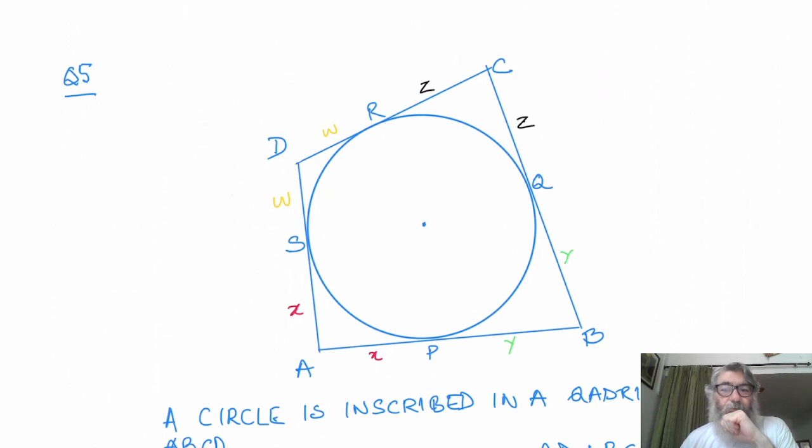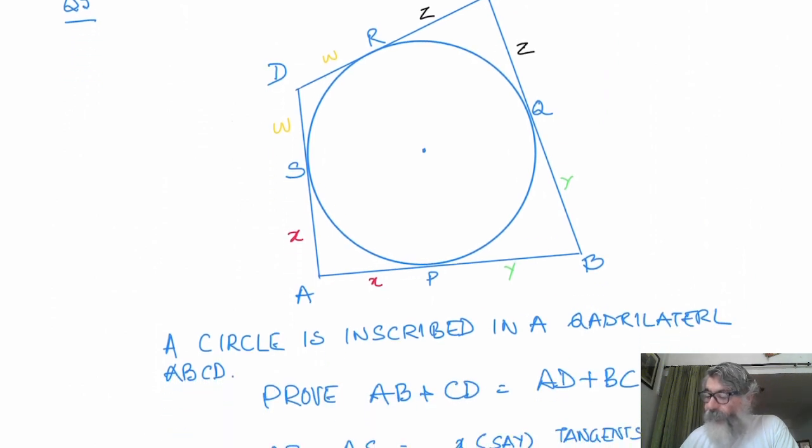In this question, what is given is that the quadrilateral ABCD is circumscribing a circle. So that means a circle is inside the quadrilateral ABCD, touching it at points P, Q, R, and S. A circle is inscribed in a quadrilateral ABCD; prove that AB plus CD is equal to AD plus BC.